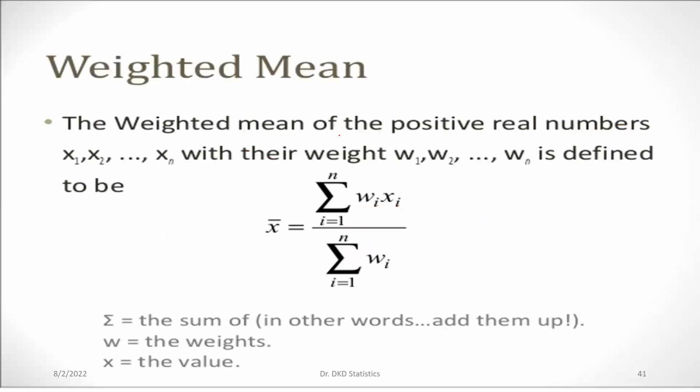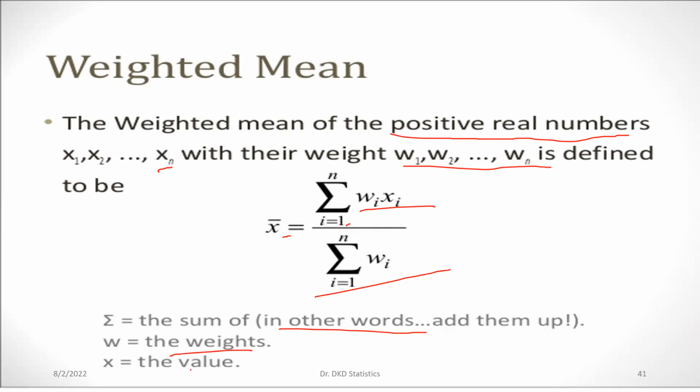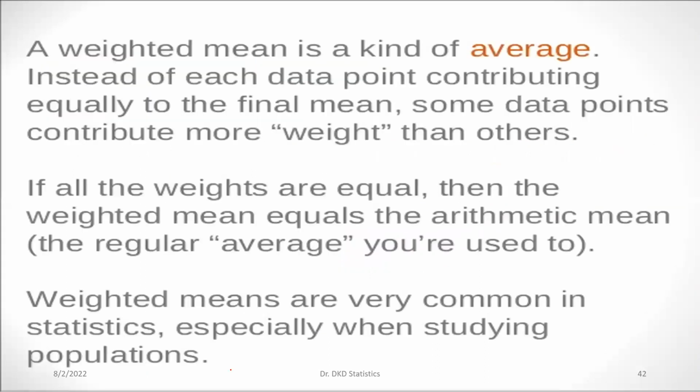The weighted mean of the positive real numbers x1, x2, ..., xn with their weights w1, w2, ..., wn is defined by x bar equal to the summation from i equal to 1 to n of wi xi, divided by the summation of wi. In other words, w is the weights and x is the value or observations. So a weighted mean is a kind of average.